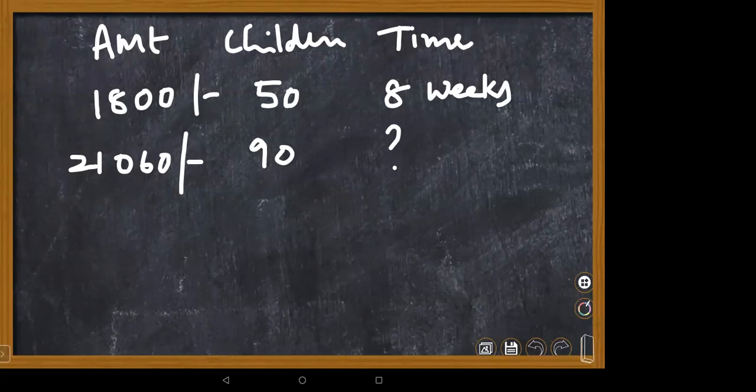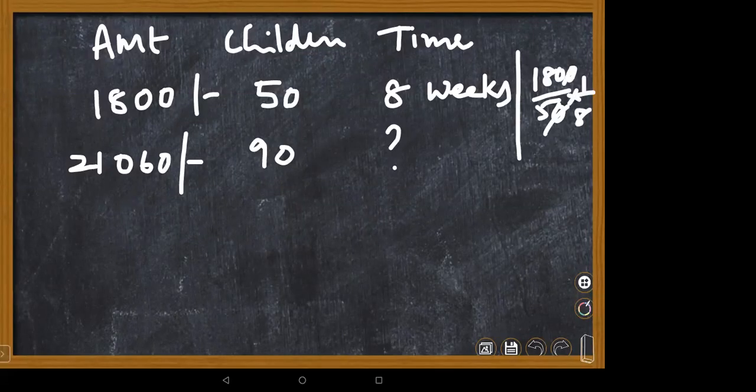First step, in 1 week. How are you supposed to find out for one child? Is it 50 divided by 100 or 1800 divided by 50? 1800 divided by 50, very good. So for 8 weeks, for 1 week means? 36.